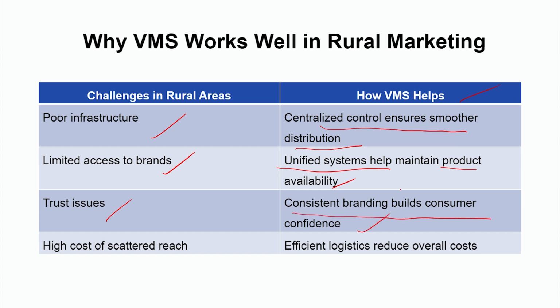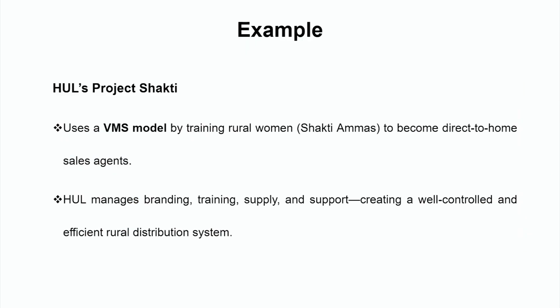Consistent branding builds consumer confidence. We are consistently positioning our products in the customer's mind. We are making the brand visible in the customer's mind, and we can see that customer loyalty is there, repurchasing is there. In respect to the high cost of the scattered reach, what do we have to do? Efficient logistics reduces overall cost. It means that the cost can be minimized if we meet the scattered locations by effective use of the resources.